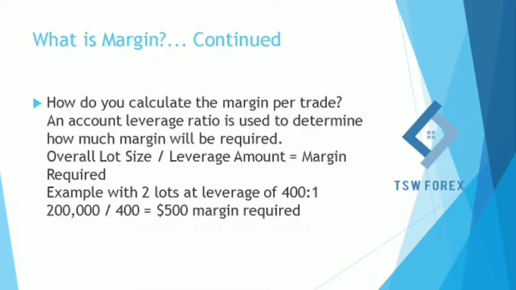How to calculate the margin per trade? An account leverage ratio is used to determine how much margin will be required. So the overall lot size divided by the leverage amount is equal to the margin that is required. Example, if you have two lots at a leverage of 400 to 1 or 1 to 400, you have 200,000, because remember one lot is 100,000 units. So two lots is 200,000 units. Divide that by the 400, which is the spending power of $1, and you get $500 margin required.